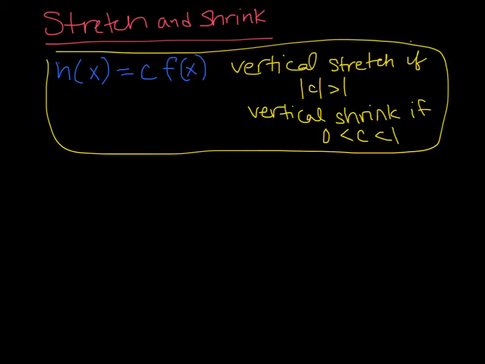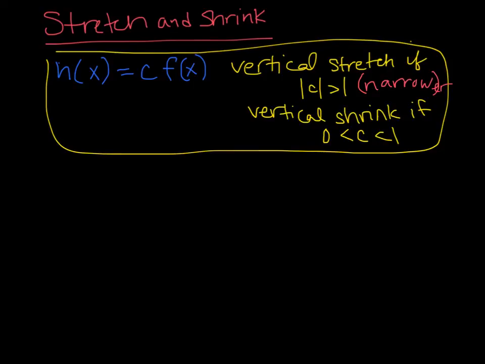So our next topic is the vertical stretch and the vertical shrink. So there's also horizontal shrink and stretch. We're not really going to go into that in a lot of detail. The main thing I want you to note is that when you have a coefficient in front of your parent function, if the absolute value of your coefficient is bigger than 1, you're going to have a vertical stretch. And what I mean by that is your graph gets more narrow.